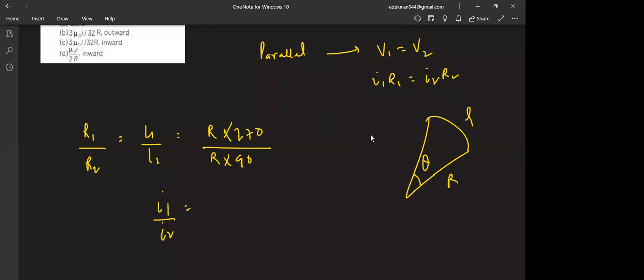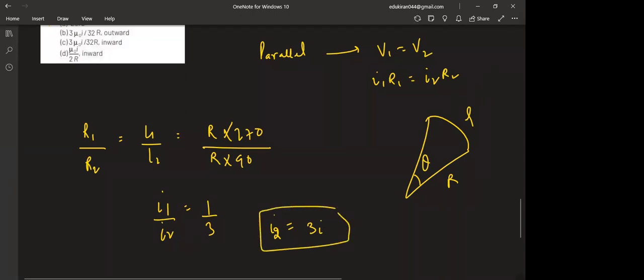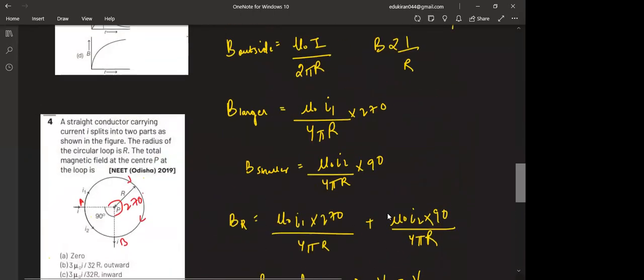I1 by I2 is R2 by R1. This is going to be 90 by 270. That is 1 by 3. So now you have the values of currents with you. I2 is equal to 3 times I1. In the above equation, which we were not able to solve, this wasn't getting solved because of current only. Current was hindering over here. So now you can just put in this value in the equation which we have just got.